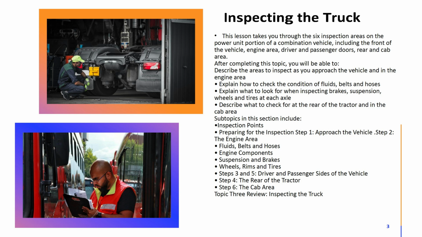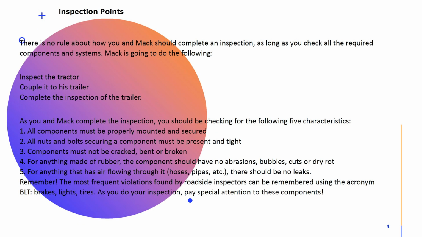Subtopics in this section include inspection points, preparing for the inspection. Step 1, approach the vehicle. Step 2, the engine area: fluids, belts, and hoses, engine components, suspension and brakes, wheels, rims, and tires. Steps 3 and 5, driver and passenger sides of the vehicle. Step 4, the rear of the tractor. Step 6, the cab area. Topic 3, Review, Inspecting the Truck.